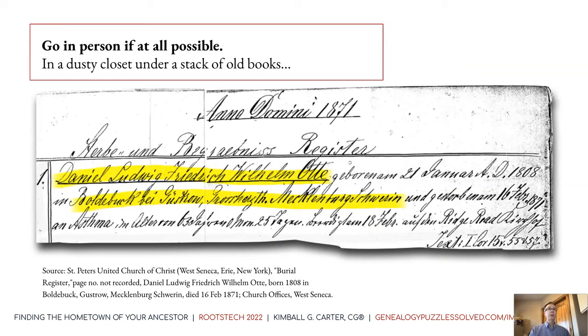So here's one example record. This is a German church record for Daniel Ludwig Friedrich Wilhelm Ott. And he was born the 21st of January, 1808 in Boldebuch, Bustrau, Mecklenburg-Schwerin. He died the 16th of February, 1871 of asthma. He was 63 years old, 0 months and 25 days. He was buried the 18th of February on Ridge Road at the church there. This is a really valuable record, great record.